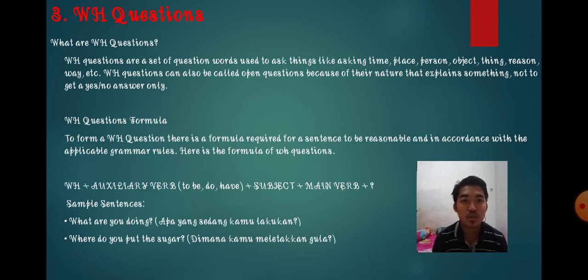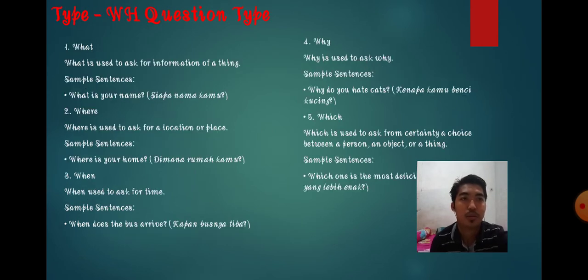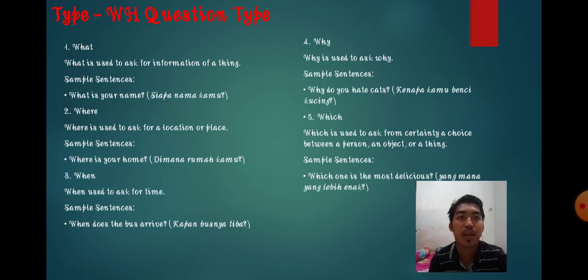Where do you put the sugar? Untuk menanyakan di mana kamu meletakkan gula. And then is the type of WH question. In the first, what? What is used to ask for information, a thing. In the sample sentence, what is your name? Atau untuk menanyakan siapa nama kamu.